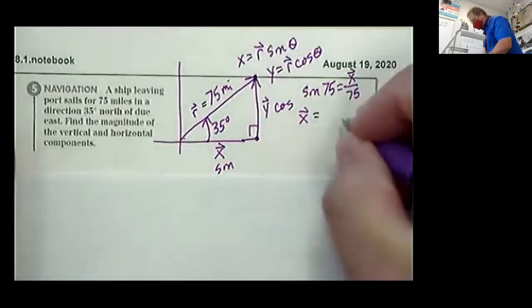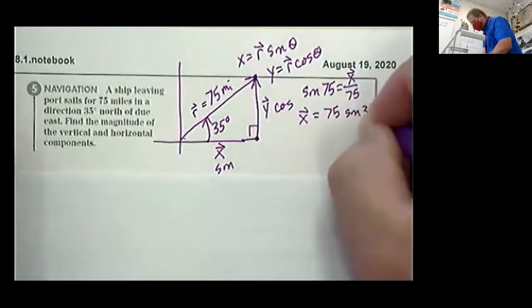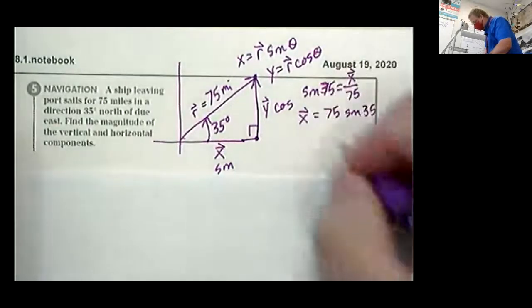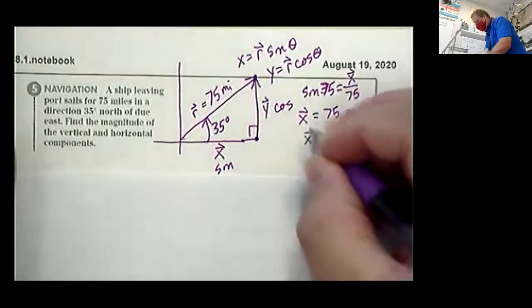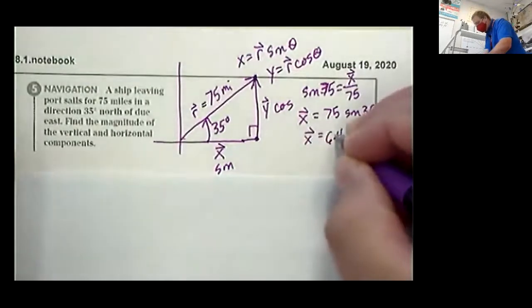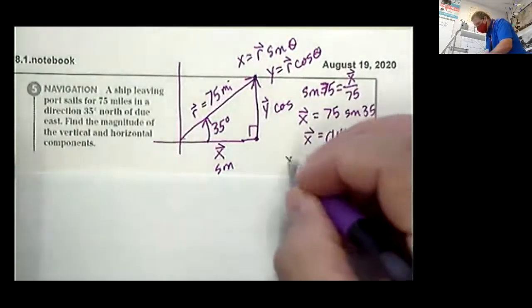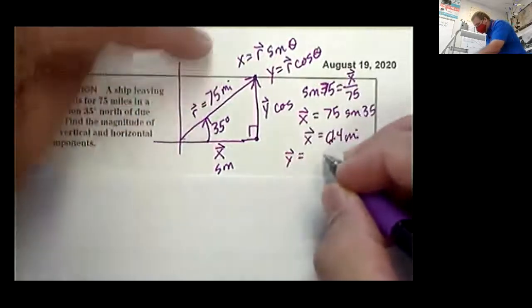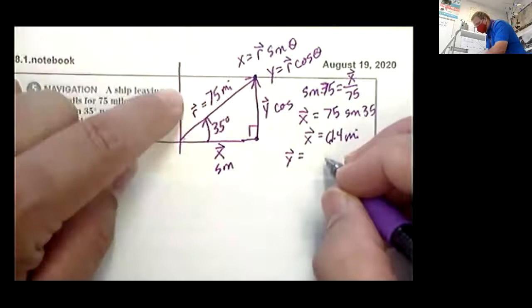So that gives us x is equal to 75 sine of 35. That should be a 3. And we'll punch that in our calculator. And if we punch that in our calculator, we should get the x component vector is 61.4 miles. Same thing for the y vector then is opposite over hypotenuse.